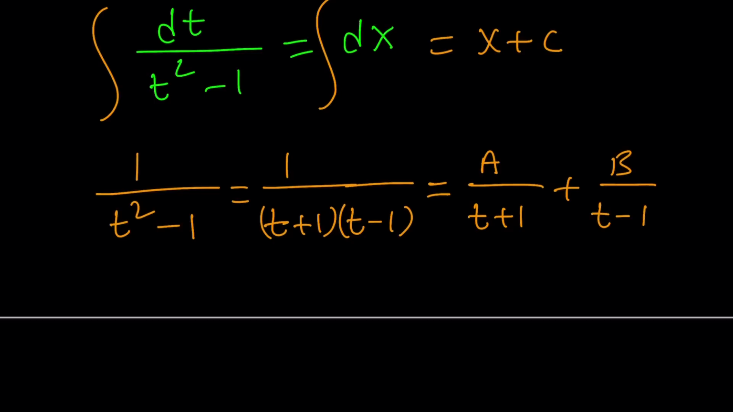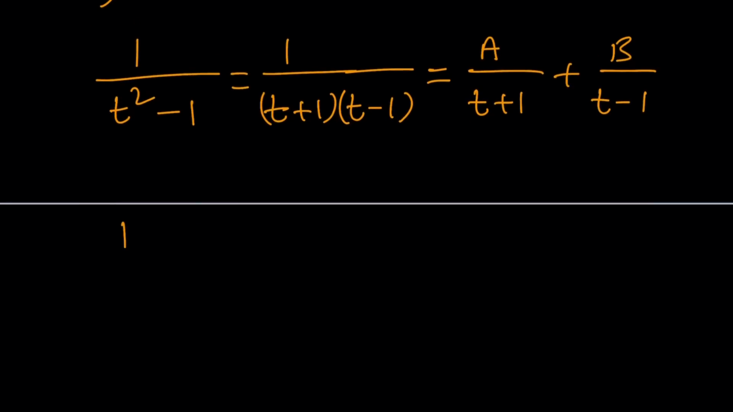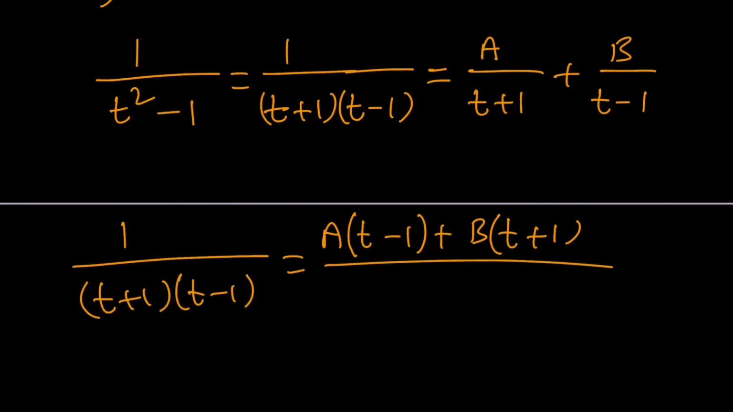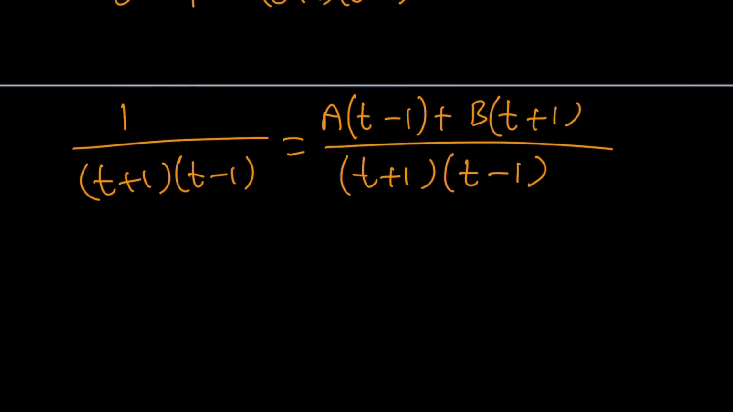So a and b are unknown coefficients, but we can find them. Let's make a common denominator on the right hand side. That gives us 1 over t plus 1 times t minus 1 equals a times t minus 1 plus b times t plus 1, so it's kind of like crisscross applesauce, divided by t plus 1 times t minus 1. So now since we've got a common denominator, we can totally forget about the denominators and focus on the numerator. Allow me to write this first on the left hand side.